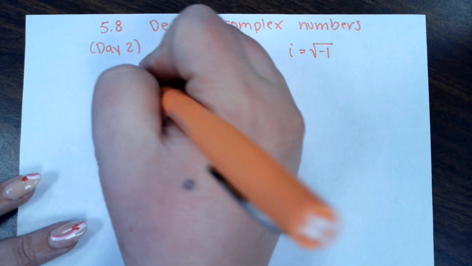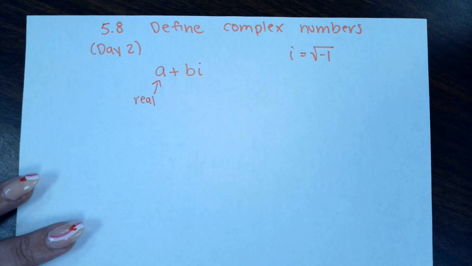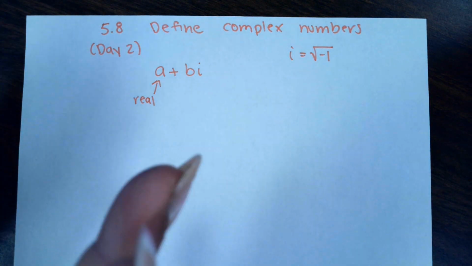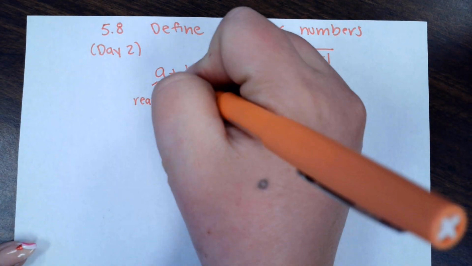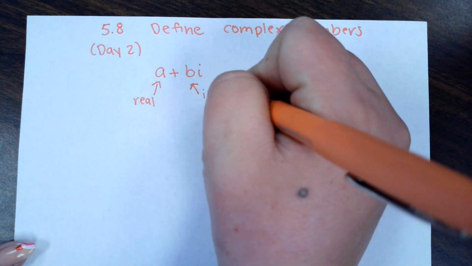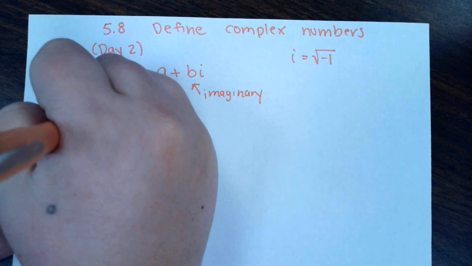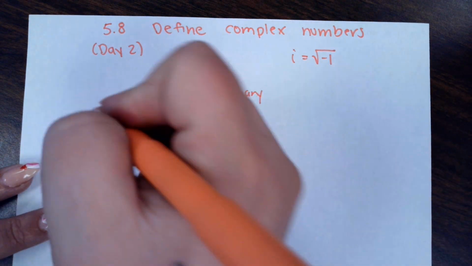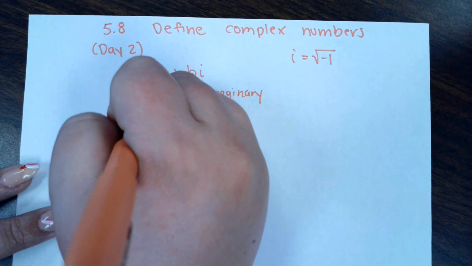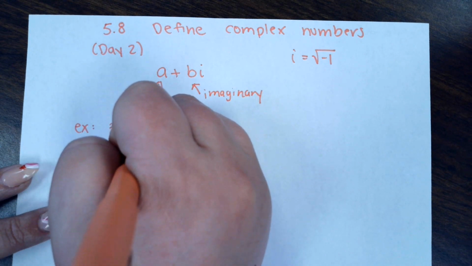In our complex numbers, a is the real part of our number. So with complex, we're matching together real and imaginary. And the bi is our imaginary part. So when we have both of these parts, we call them complex numbers. A few examples of complex numbers are 3 plus 7i and 3 minus 7i.